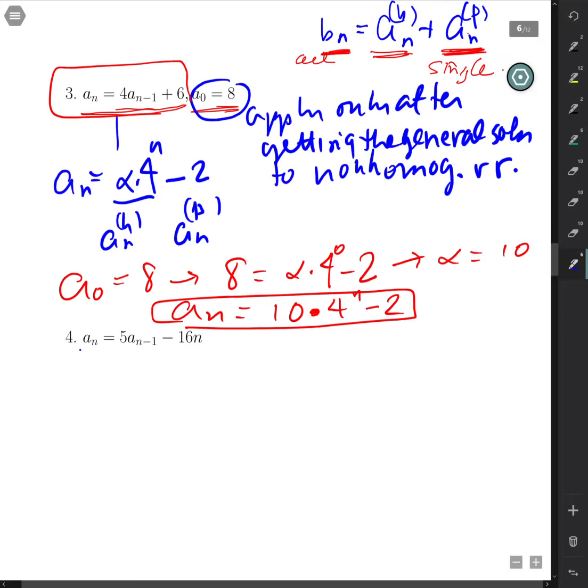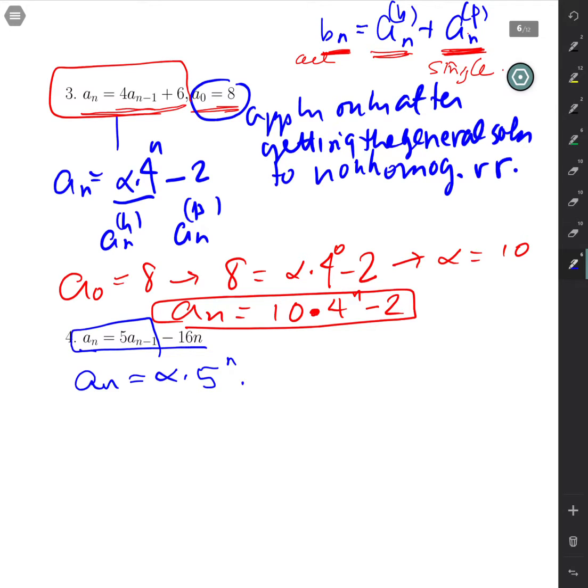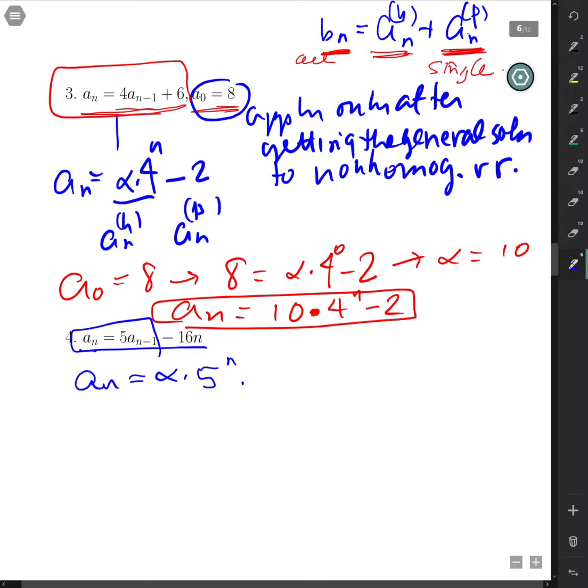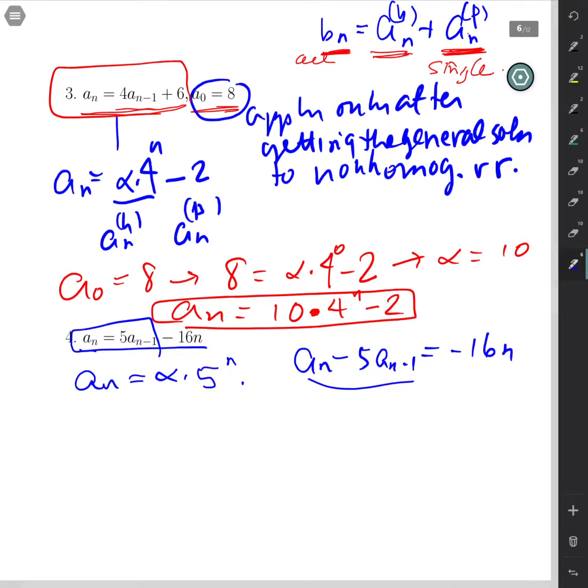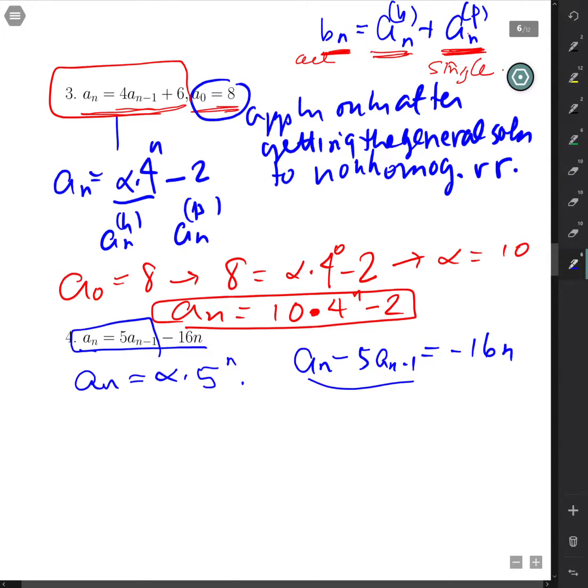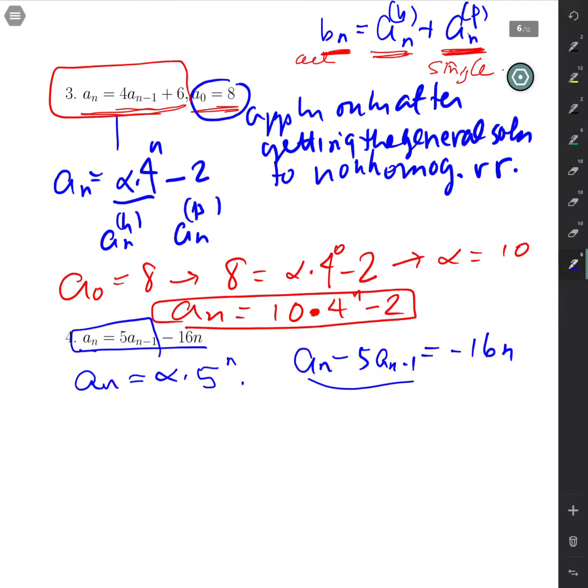Now here's another one where the homogeneous part, just taking that right there, a_n will be alpha times 5 to the n. So that part's easy. First order again. The non-homogeneous part is the minus 16n. If we write this as we did before, put the sequence parts on the left and the non-homogeneous part on the right, this is not required in the solution. I'm only doing this to give us a chance to think about what might work here.